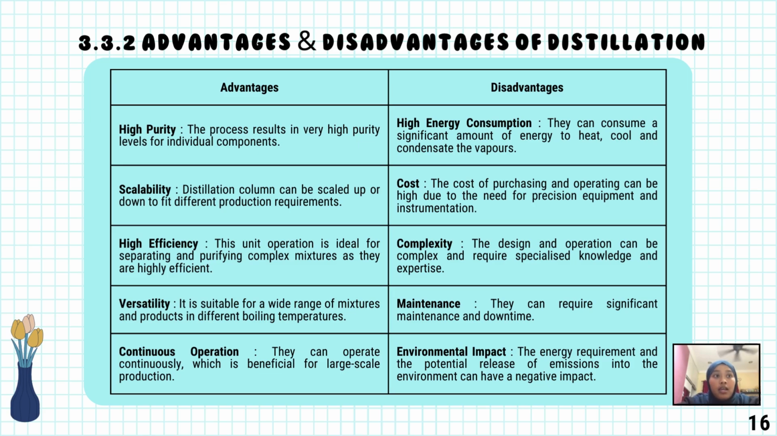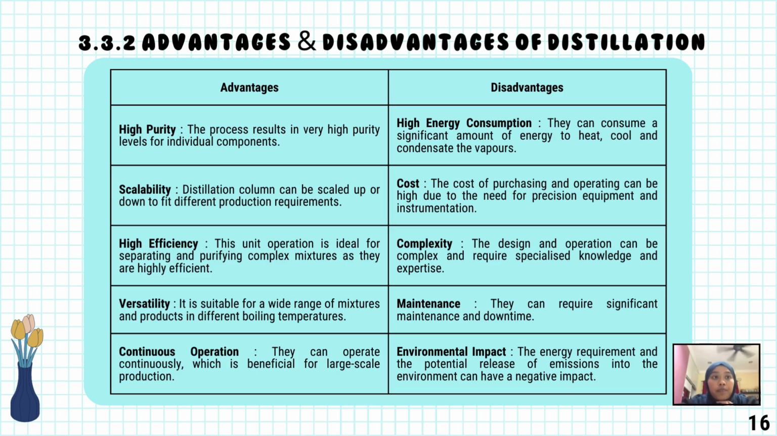So in this part, I will talk about the advantages and disadvantages of the distillation column. Firstly, the advantage of distillation is that the process results in high purity levels for individual components. Next, the distillation column can be scaled up or down to fit different product requirements. And also, this unit operation is ideal for separating and purifying complex mixtures as it is highly efficient. Distillation is also suitable for a wide range of mixtures and products with different boiling temperatures. And then, it can operate continuously, which is beneficial for large scale production.